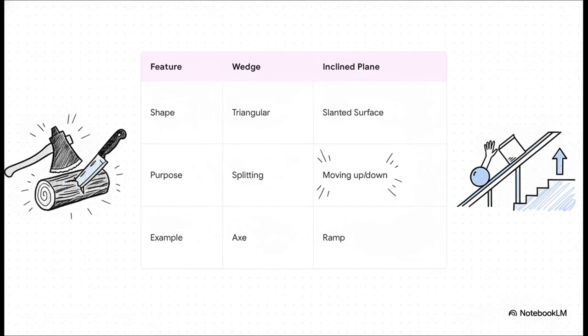Let's compare 2 specific machines that visually look almost identical: the wedge and the inclined plane. Both feature a flat, slanted surface. But look at their purpose. Now, what's really interesting when you compare these two is that an inclined plane, like a ramp or a staircase, is designed to make it easier to slide or move heavy objects up or down a level. But a wedge, which has that exact same sharp triangular shape like a knife, is forcefully driven into something specifically to cut or split it apart. Same shape, completely different use of force.